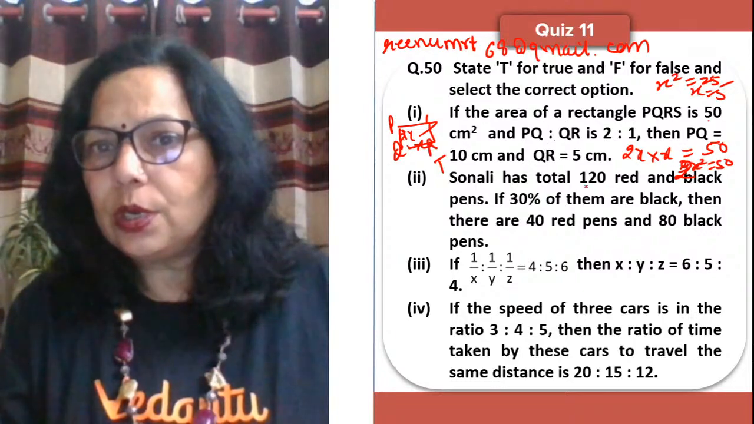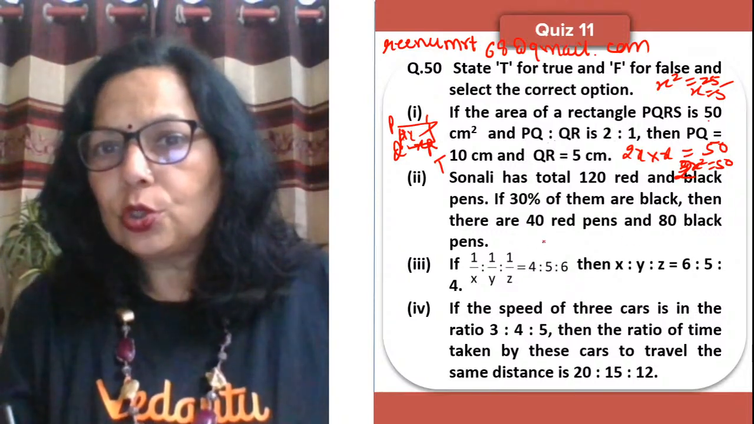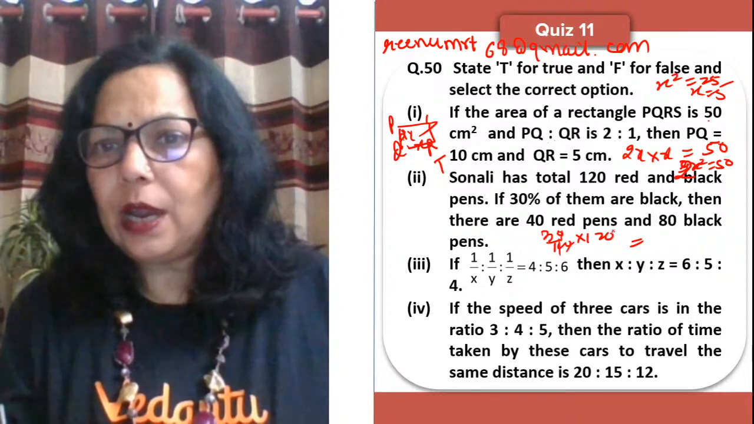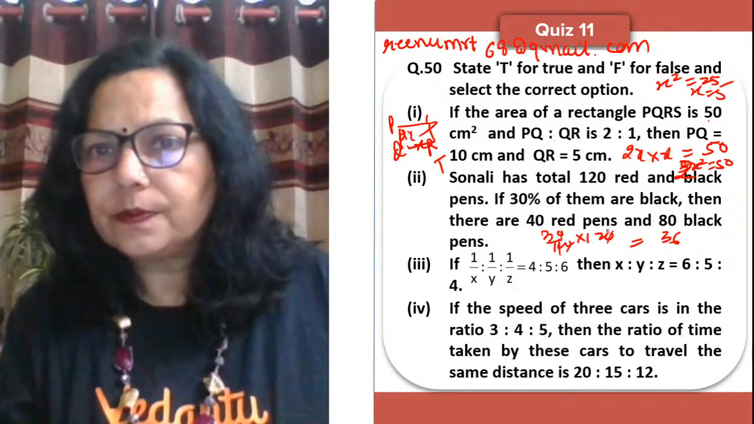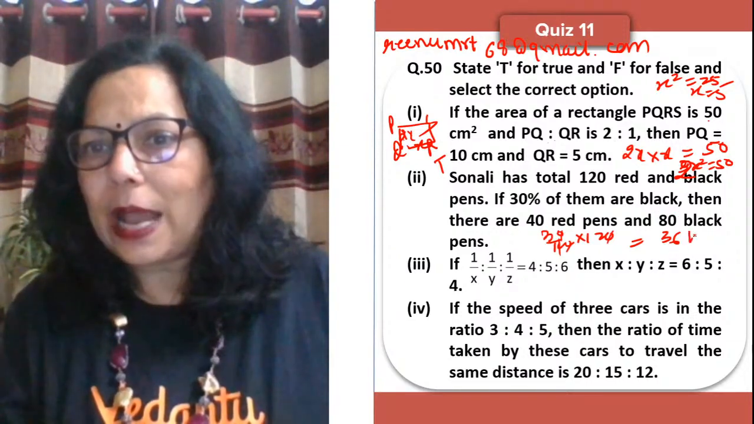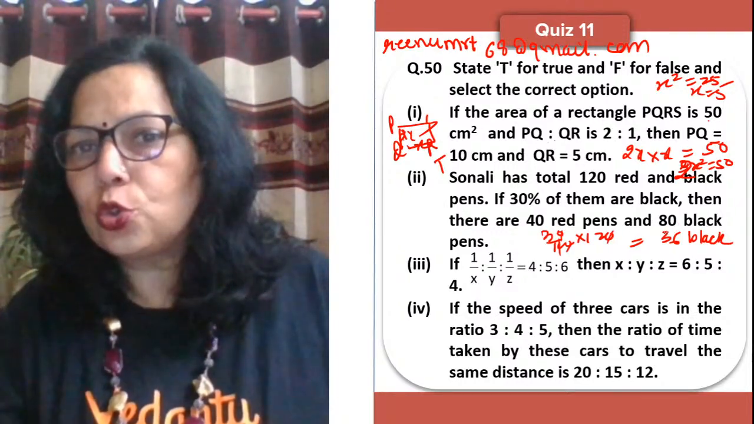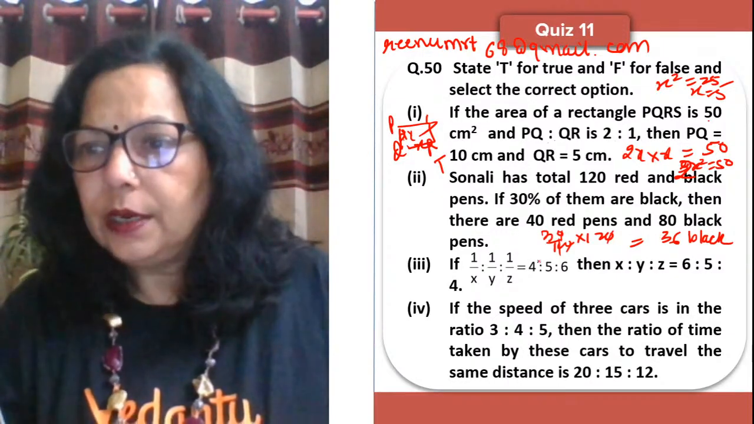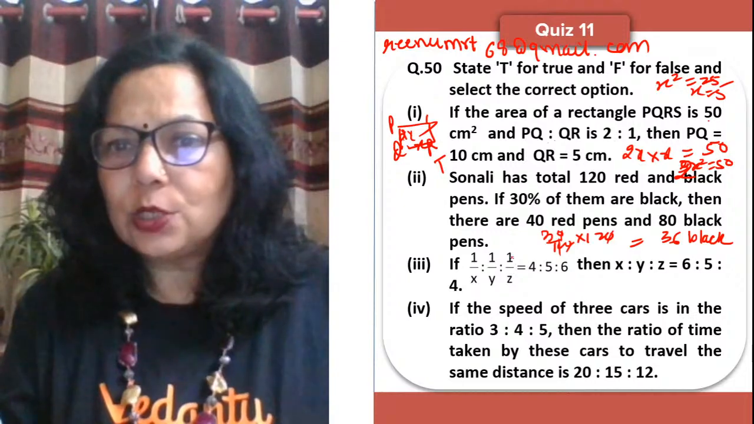Sonali has total 120 red and black pens. If 30% of them are black, so 30% of 120 are black. So how many are black? 36 are black. Then there are 40 red pens. If 30% of them are black, then 36 are the black pens. So how many are red? 84 are the red pens. So this is true or false? True or false? Yes, tell me.